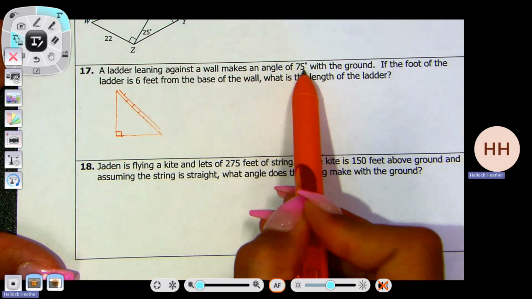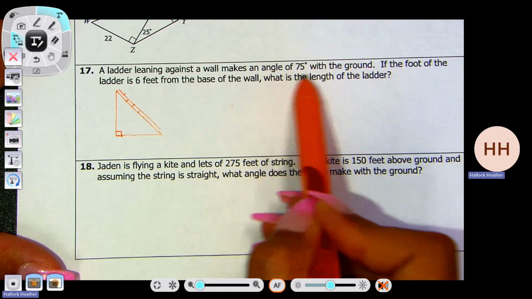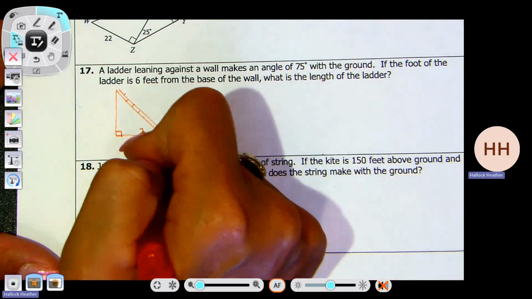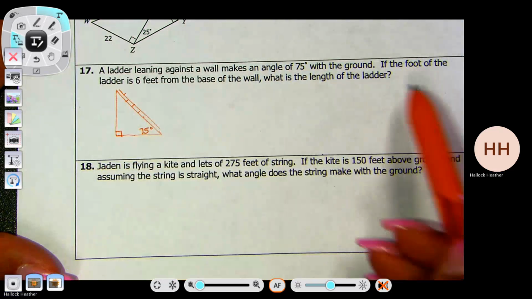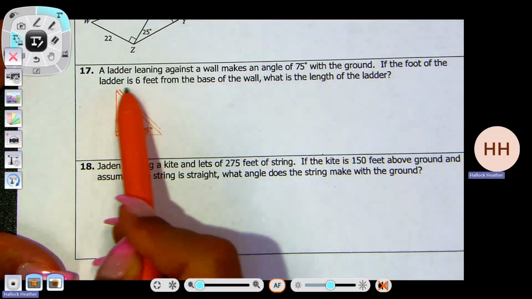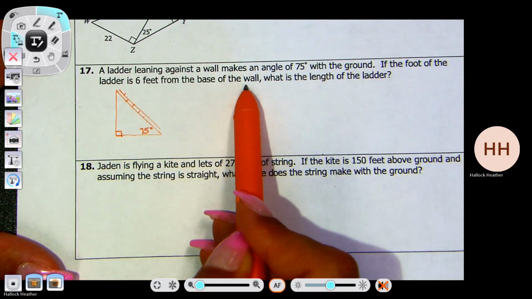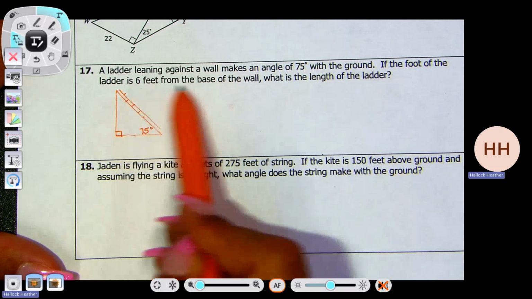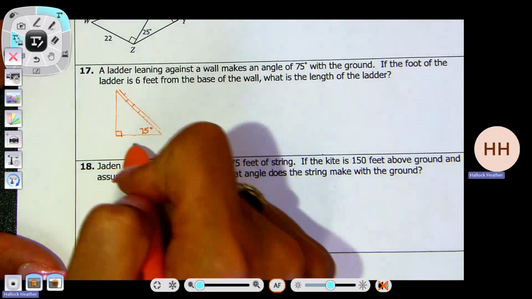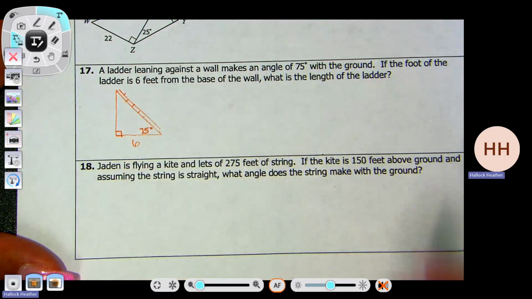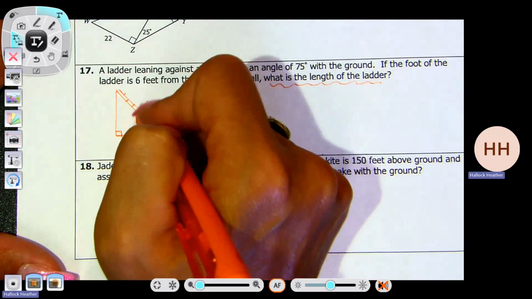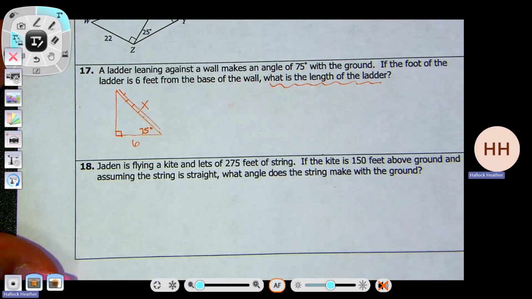It makes a 75-degree angle with the ground. So where's that angle going? The bottom. It always technically goes at the bottom. If the foot of the ladder is 6 feet from the base of the wall, what is the length of the ladder? So where should 6 go? The bottom, the base. And it says, what's the length of the ladder? So where's x going? Hypotenuse. That's your ladder. So we're going to do a regular sine, cosine problem. If I'm 75, is it sine, cosine or tangent?